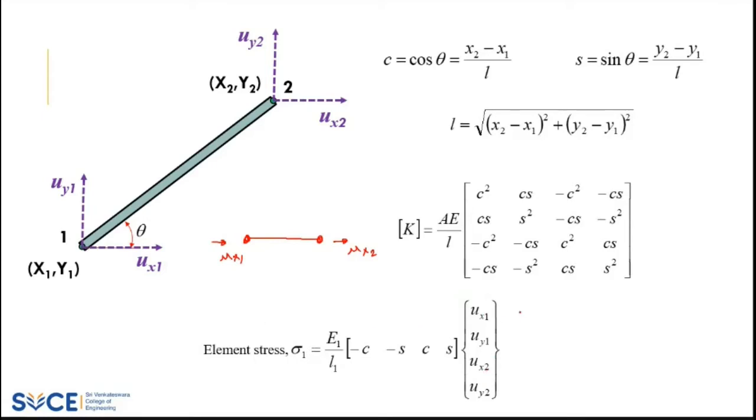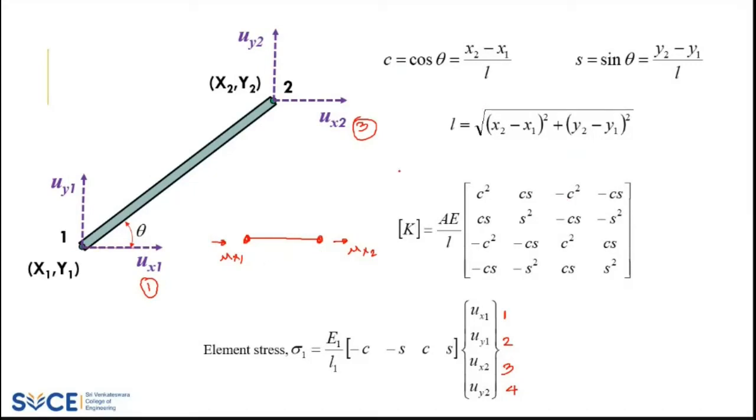We write for nodal number 1, we have 1, 2, so x and y. Nodal number 2, we have the other two, 3, 4. So here you can see that x1 deals with addressing 1 and x2 deals with addressing 3. So if it is horizontal, let me consider your truss is horizontal. Which one will you have, C or S, cos theta or sin theta? Yeah, very good. So you will have only cos theta.